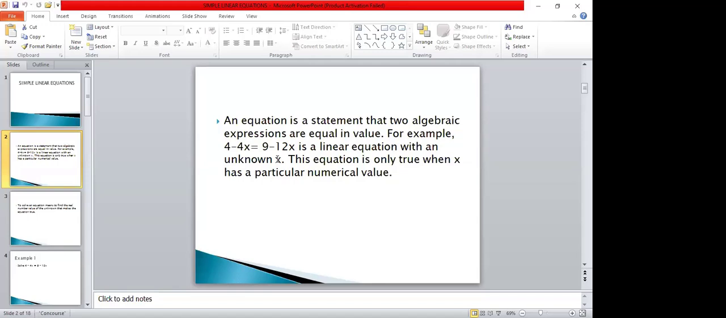And as a result of that, whenever you have an equation, it is expected that you have a letter or more than one letter in it. But as for this case, we call it a linear equation, so we have just one letter there, and you have to find its value. That is why it is called the unknown. So this equation is only true when x has a particular value. Of course, you find the value of x later on. We are going to be learning that.